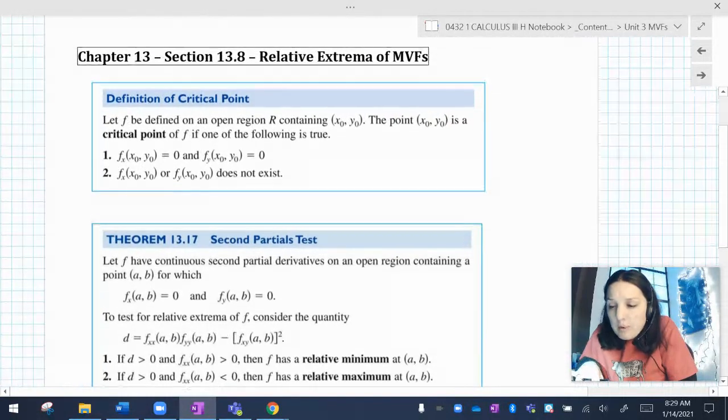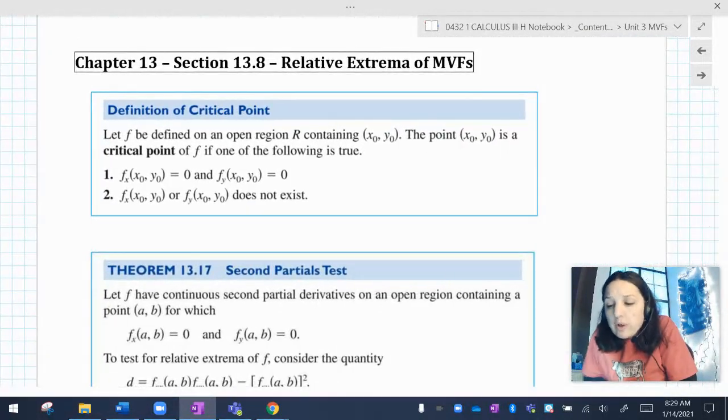Relative extrema, just like they were in two-dimensional calculus, is based on the definition of a critical point. In two-dimensional calculus, a critical point is when your derivative equaled zero or didn't exist. Except now, I have more than one derivative, so I just need them both to equal zero or either one of them to not exist. So if f is defined on an open region R containing x sub 0 and y sub 0, your point is a critical point if both f sub x and f sub y equal 0, or if either f sub x or f sub y do not exist. Then you have a critical point, and that tells you, hey, something funky's going on here.